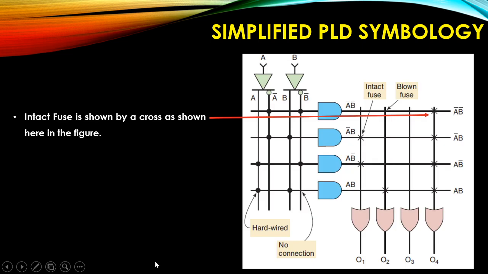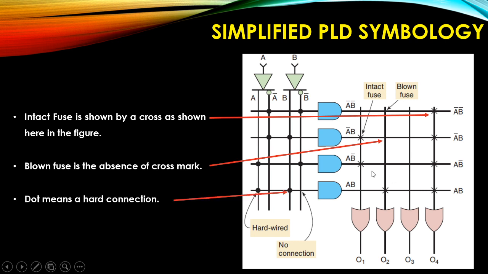So in this particular diagram we can see that we have a simplified PLD symbology, where an intact fuse is shown by a cross. So the cross means the fuse is intact, and if there is nothing, then this shows that the fuse has been blown. The blown fuse is the absence of the cross mark actually. Now if we look at a dot here on the AND array, this means this particular section is hardwired. That means this can't be blown during the programming of this particular device.